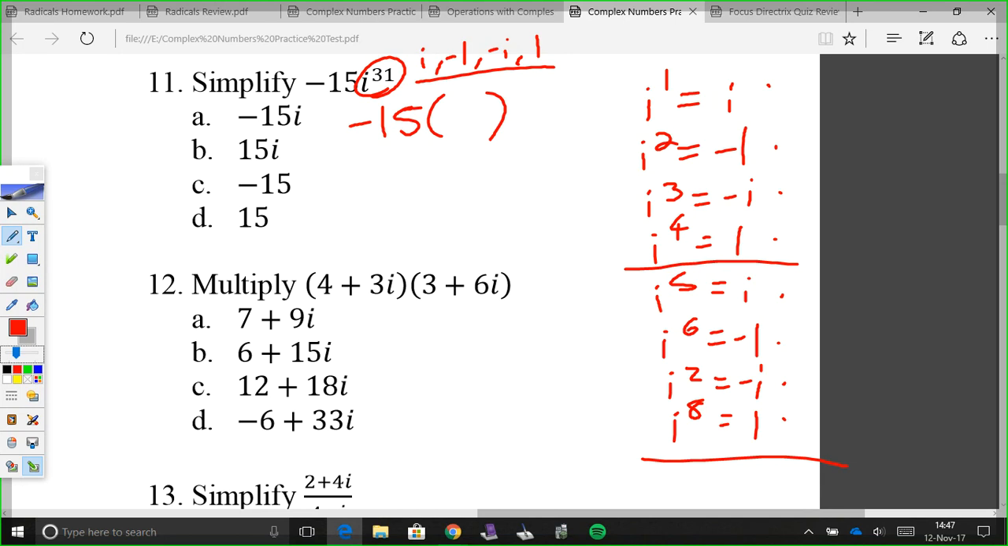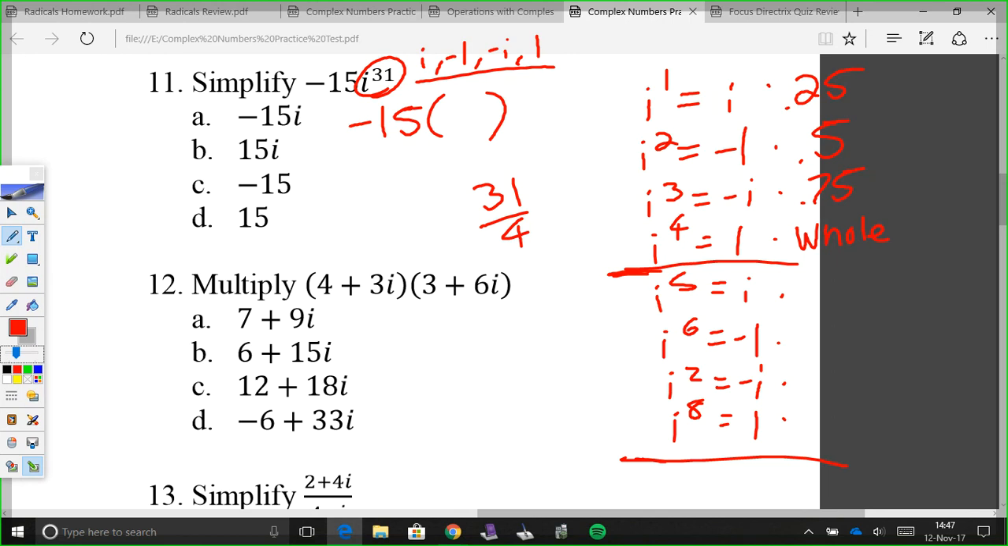So here's my trick to doing this problem. I take my exponent, which is 31 in this case, and I divide it by 4. I'm dividing it by 4 because this starts over every 4 terms. Okay? If that number, whatever that number is, ends in 0.25, then it's the first term in the sequence, meaning the answer to that would be i. If it ends as 0.5, it's the second term in the sequence, which is negative 1. If it ends as 0.75, it's the third term in the sequence, which is negative i. And if it ends as a whole number, it's the fourth term in the sequence, which is 1.